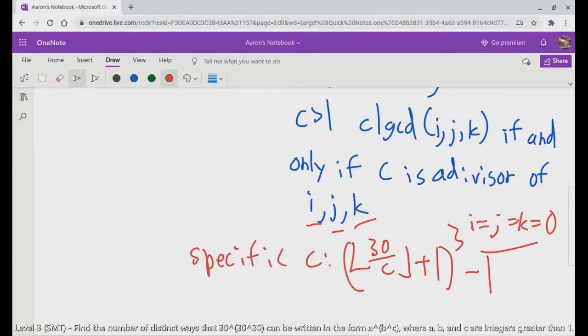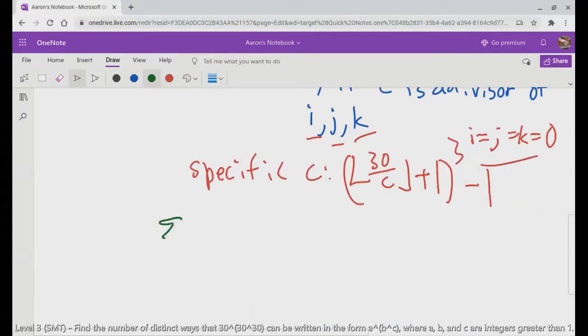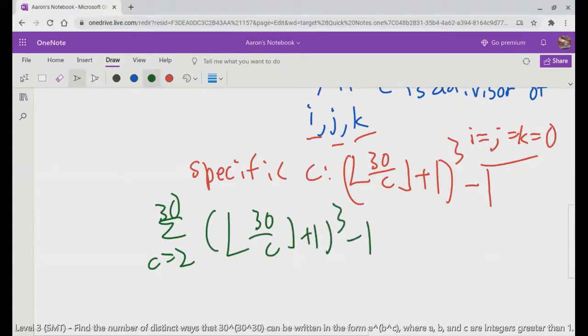And so what that means is that this number is equal to the sum from c equals 2 to c equals 30 of the floor of 30 over c plus 1, cubed, minus 1. If we calculate this out bit by bit, we find that this is just 16 cubed plus 11 cubed plus 8 cubed plus 7 cubed.